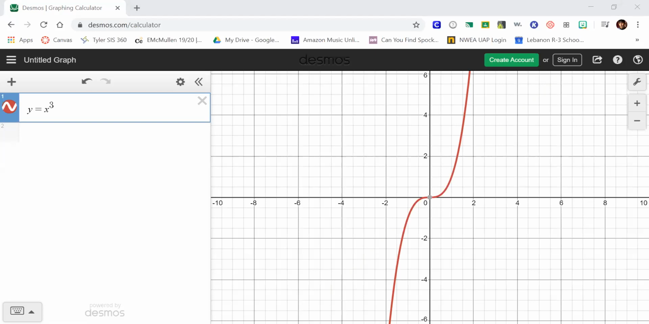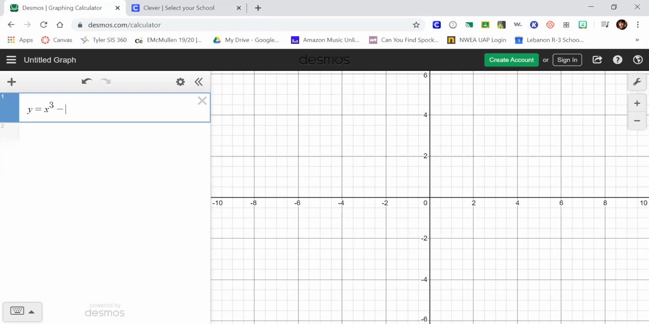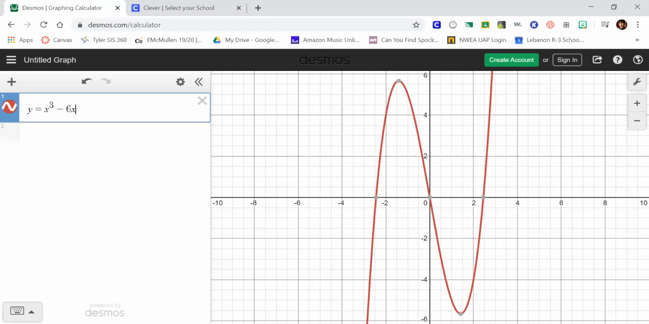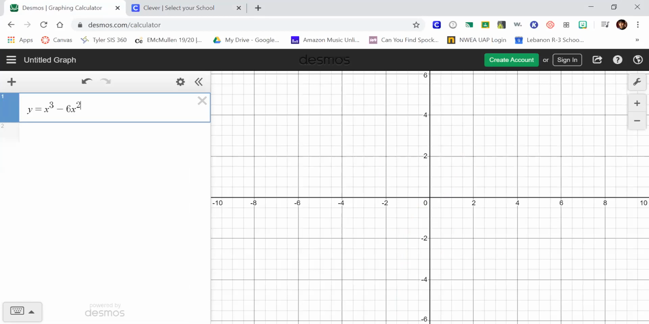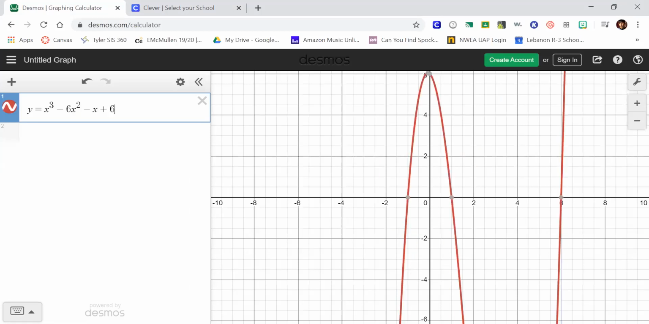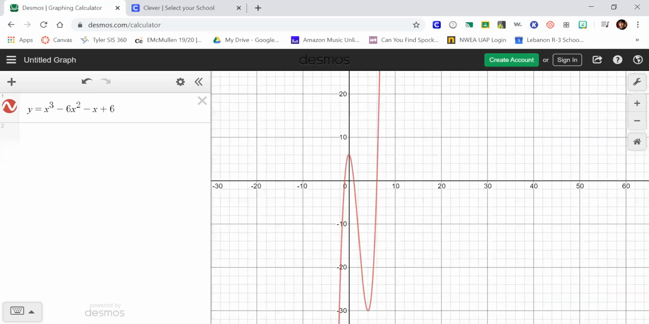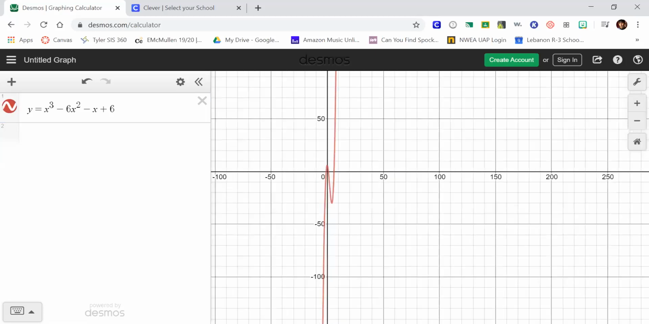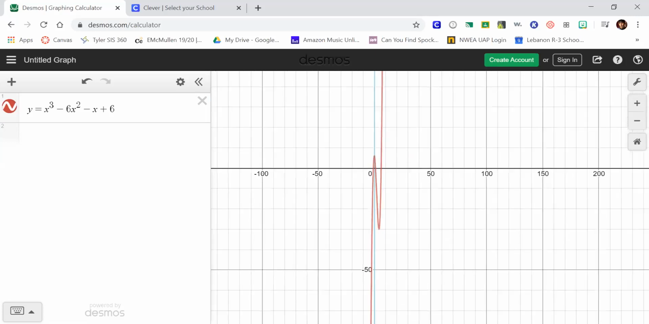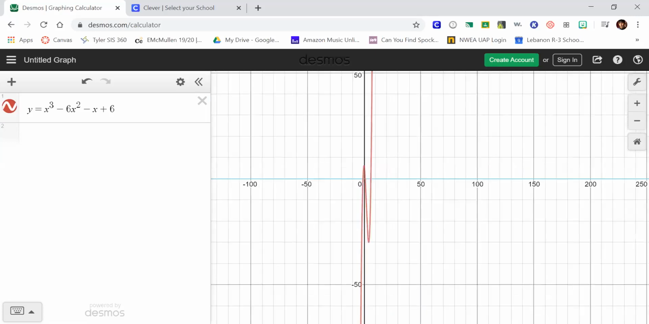minus 6x squared minus x plus 6. All right, and I'm going to zoom out. So you see, hang on, let me get a good view.